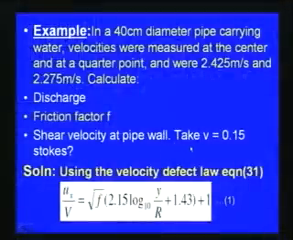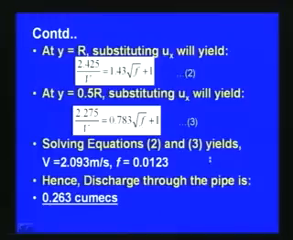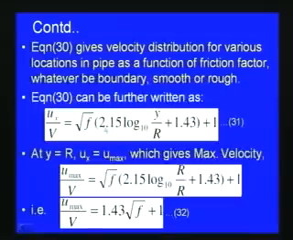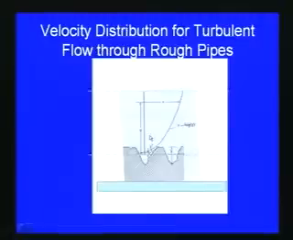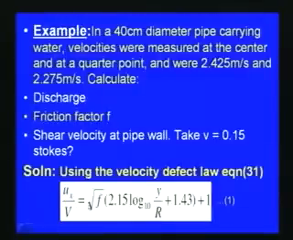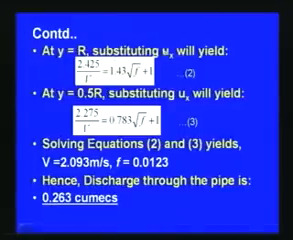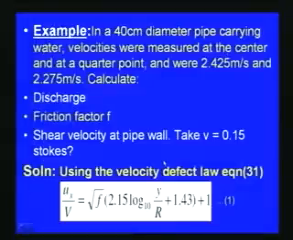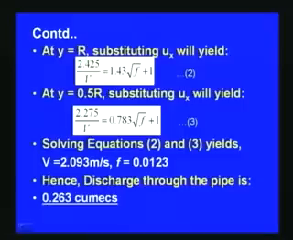Here, to solve this problem we will use equation number 31. So u_max minus u by v... sorry, u by v is equal to the square root of f times 2.15 log 10 of y by r plus 1.43 plus 1, as given in equation number 1. Now at y equal to r, if we substitute, the velocity at the central line is given, the maximum velocity. So if we put 2.425 divided by v is equal to 1.43, with r by r, this expression goes, so it is 1.43 root f plus 1. That is equation number 2.